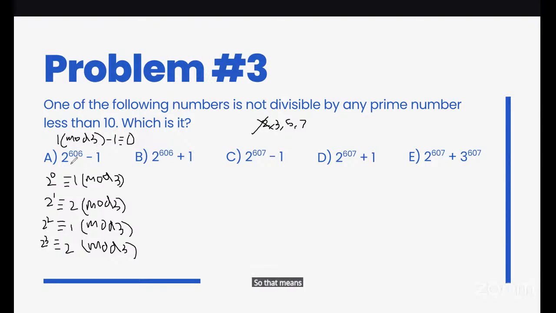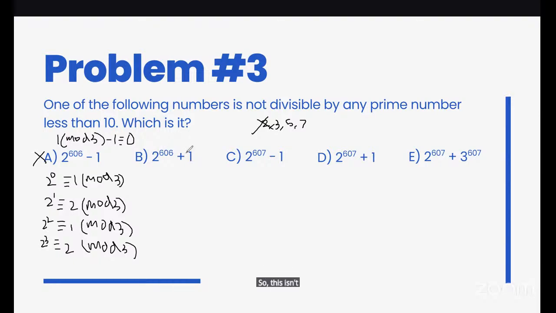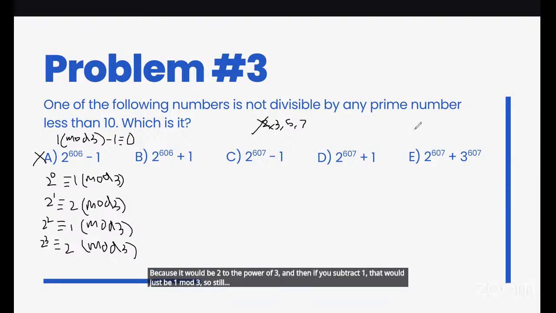So that means A is divisible by a prime number, the prime number in this case being 3. So we can cross A off as our answer choice. And so you could try that with B as well. In this case, it would be 1 mod 3, right? But when you add 1 to it instead, it would be 2 mod 3 instead of 0. So this isn't divisible by 3. So we'll try C. In this case, it would be 2 mod 3 over here, because it would be 2 to the power 3. And then if you subtract 1, that would just be 1 mod 3. So still does not work.